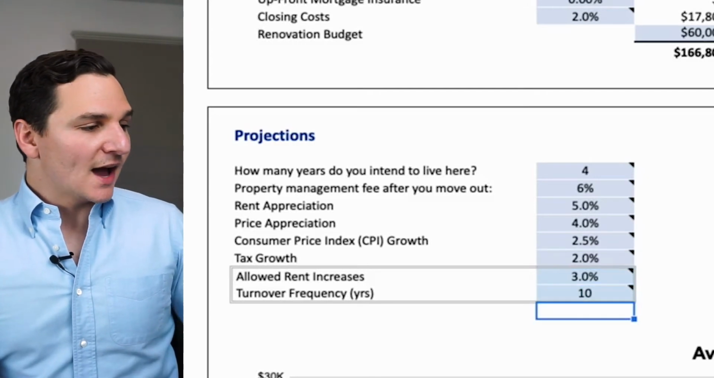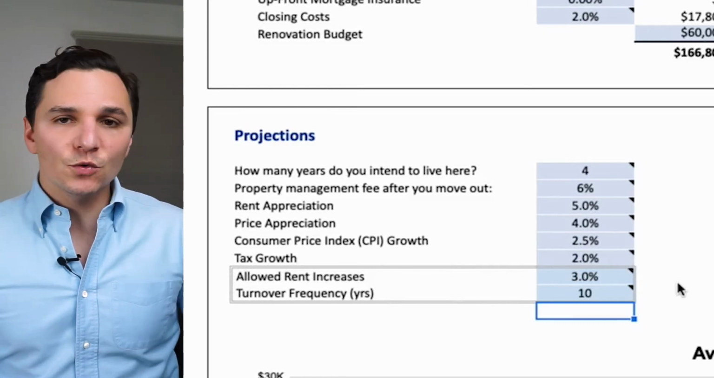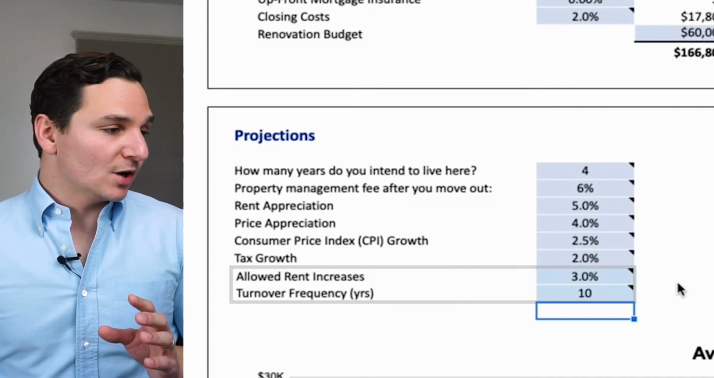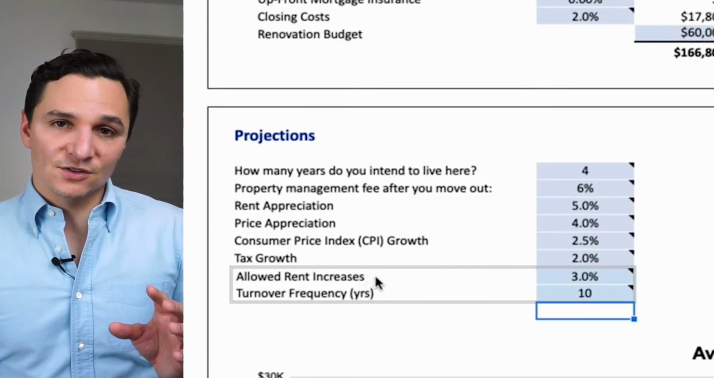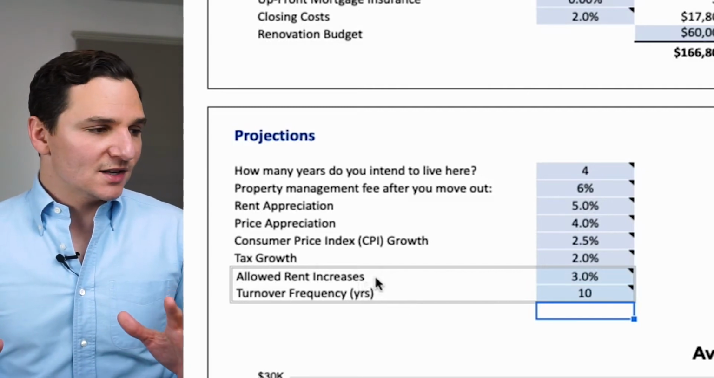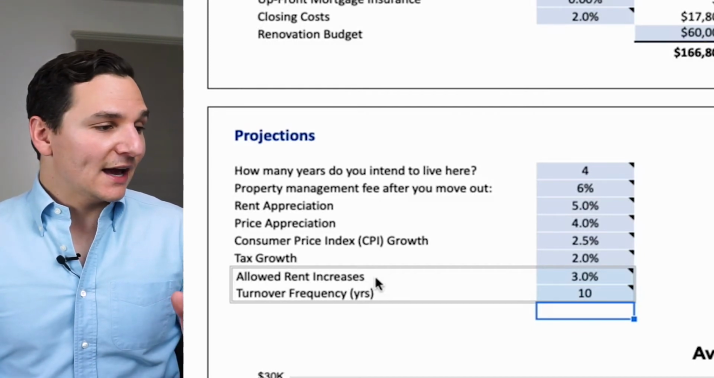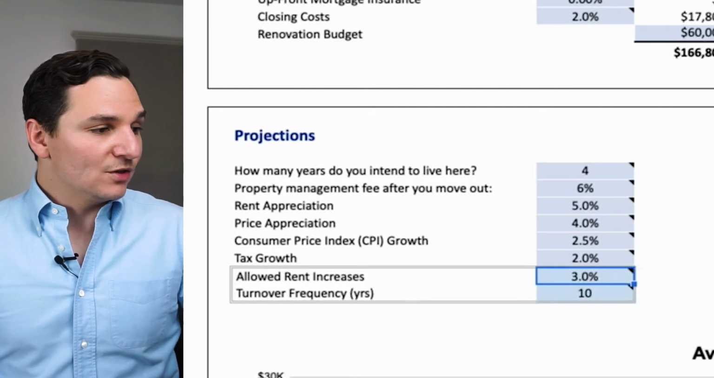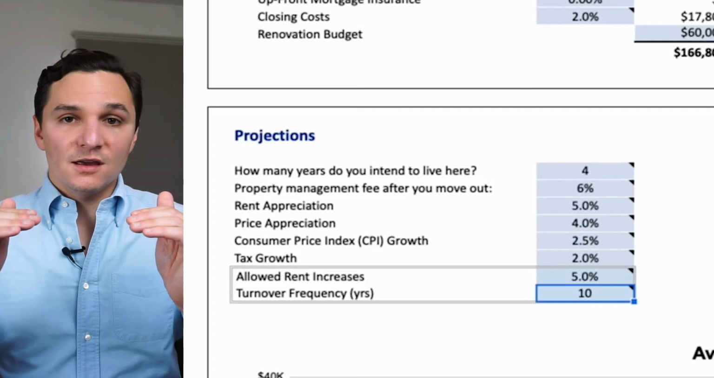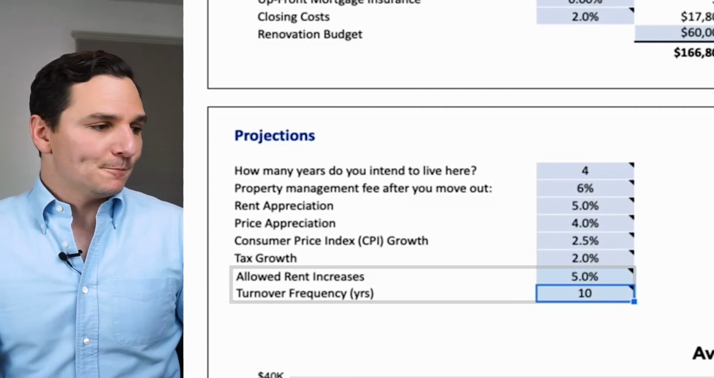And then finally, I have a special border around these two boxes because these two boxes apply only to rent-controlled markets, of which Los Angeles is one. If you're in a rent-controlled market, you need to put in your allowed rent increases. In Los Angeles, historically for the past couple of years, it's been 3% or 4%, so I'm going to be conservative and put in 3%. If your market does not have rent control, allowed rent increases should be equal to the rent appreciation number. For example, in this case, 5%. That way, the rent control calculation is not going to limit your rent at all.